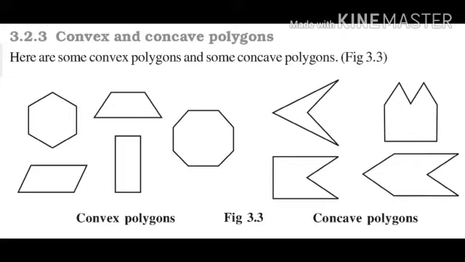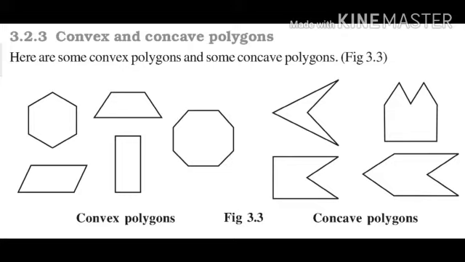So it is very easy for us to understand about convex and concave polygons. As you can see in the diagram also, the first type is convex polygons and the other type is concave polygons. So how can we distinguish them? There are two ways in which you can distinguish between convex polygons and concave polygons.